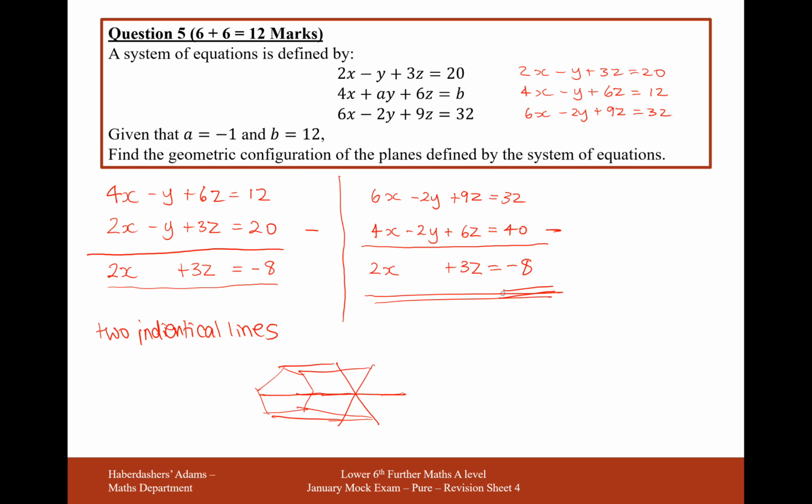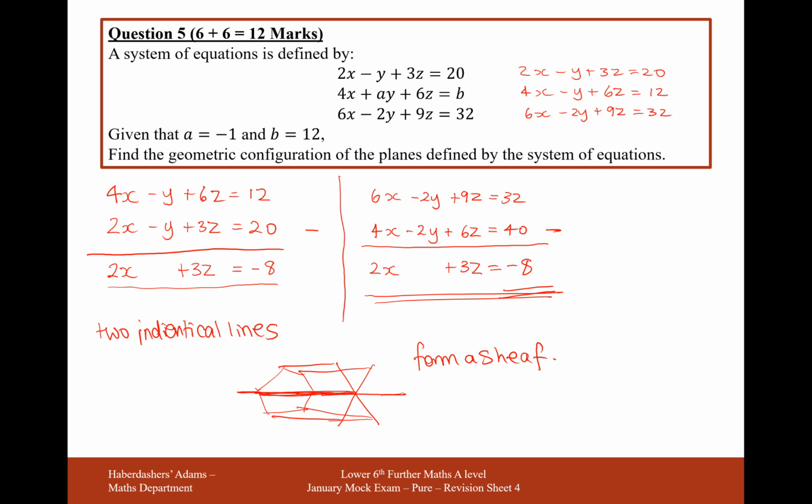So the geometric configuration of this system of equations is that they form a sheaf. Now, how would you tell that this is different from forming a triangular prism? Well, if this number minus 8 was different at the end, say if it was just a regular 8, then the two equations would not be identical, and the lines they would follow would be different when you combine equation 1 and equation 2, and equation 1 and equation 3.